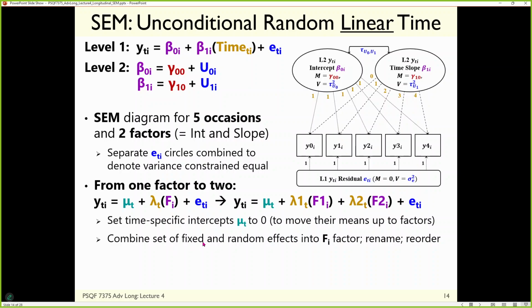Step 2 is to combine the fixed and random effects into one factor, rename them, and reorder them. So I'm rewriting this equation so that it's in the right order to match the SEM version. So I have beta 0 times the variable. So there's no variable here, right? Beta 0 is just hanging out by itself. Another way of saying that is that the variable that it would multiply is a column of 1s. So I have the 1s on here connecting beta 0 to each of these observations. That means I am creating a random intercept.